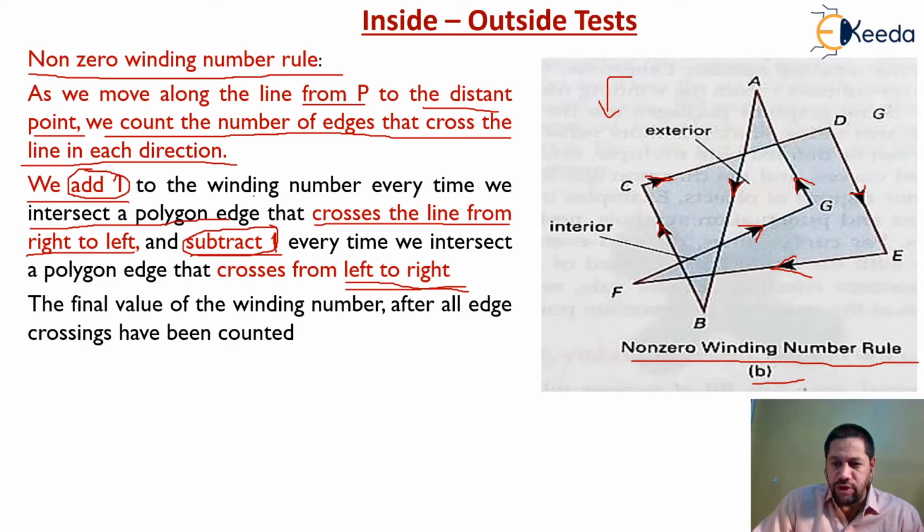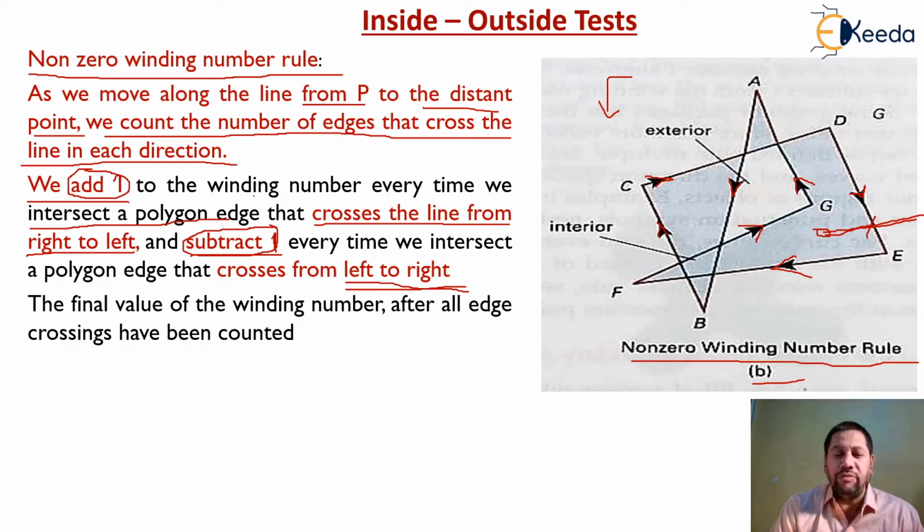Suppose I am going to draw the line. Suppose this is my point P. I want to find out whether point P is inside or outside, so I draw a line like this, moving from this to this. We add 1 to the winding number every time a polygon edge crosses the line from right to left. The direction doesn't matter, so I assume one direction. Direction 1 means 1 will be added, so my answer is 1.